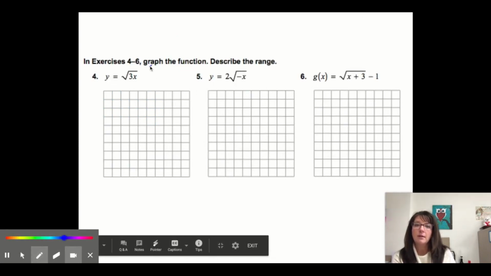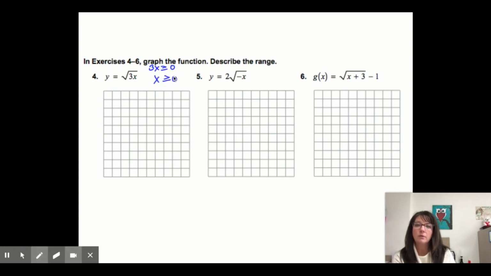So again, we have 3x greater than or equal to 0. Divide by 3, x will be greater than or equal to 0. So if I make my x, y chart here, and I want x to be greater than or equal to 0, I can start at 0, do 1, 2, 3, 4, so I have about 5 points. So 3 times 0, and the square root of that would be 0. 3 times 1, so the square root of 3 is 1.7. 2 times 3 is 6. Take the square root of that, 2.4 for your output value.